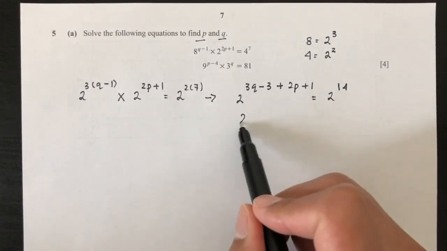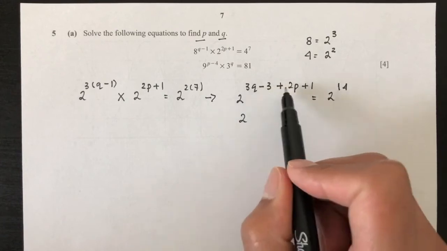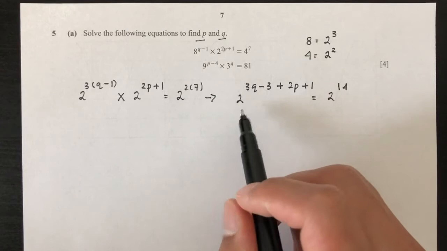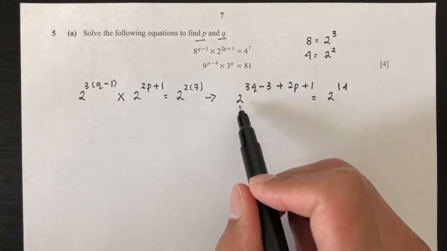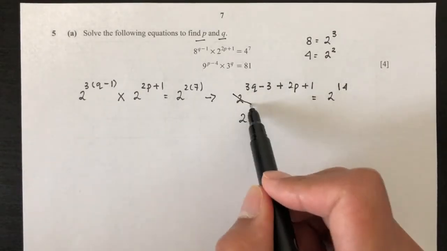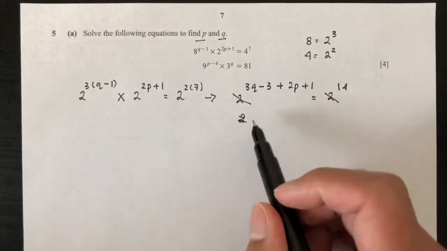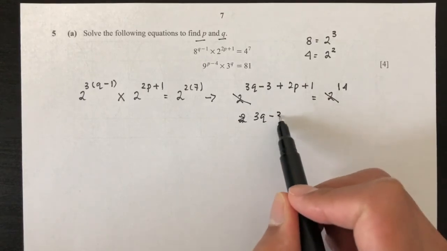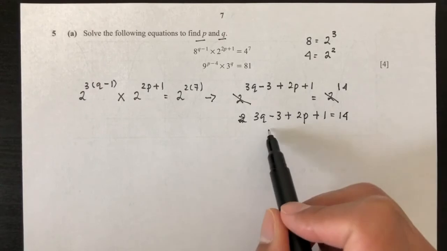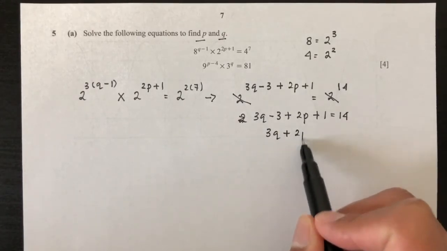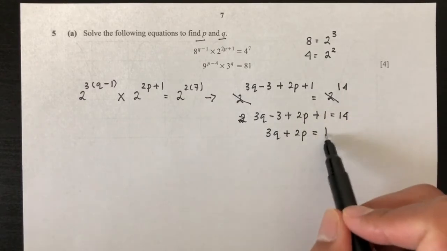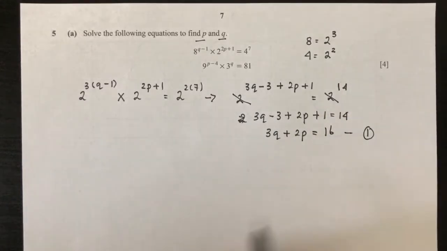Now let's simplify. So you will have 2 power 3q plus 2p. That should be your main part. So let's do this first because this can be kind of confusing. Let's just do this on both sides. We can take out the 2. You will have 3q minus 3 plus 2p plus 1 become 14. So 3q plus 2p equal to 14 minus 1 is 13 plus 3, that will be 16. That is your equation number 1.